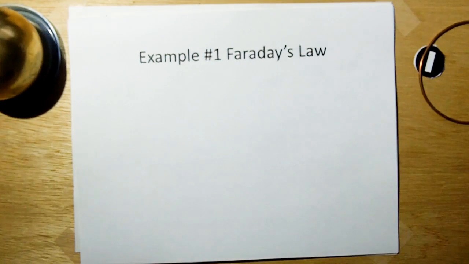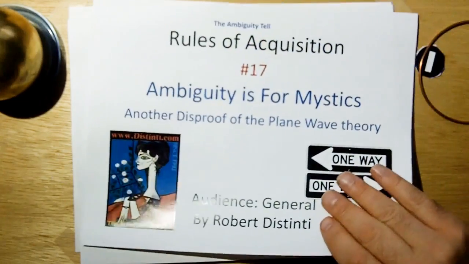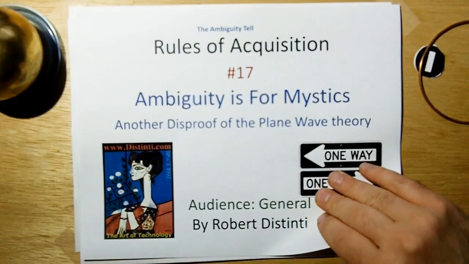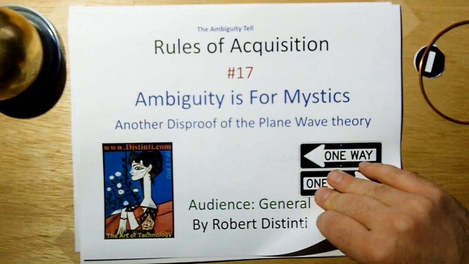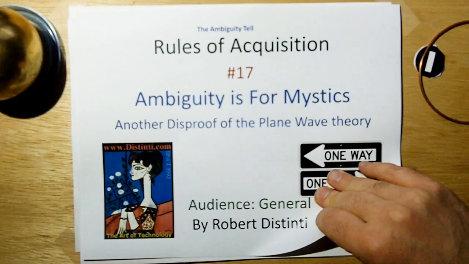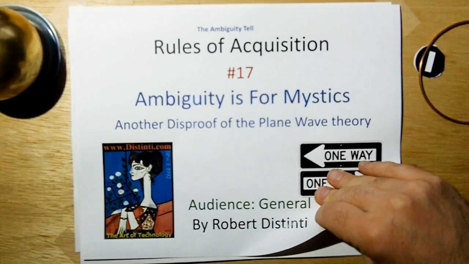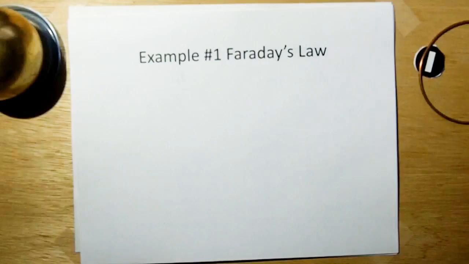Ambiguity is for mystics. This was the rule of acquisition that I came up with 20 years ago when I said there's something fundamentally wrong with Faraday's law and anything derived from it, which includes Maxwell's plane wave equation.